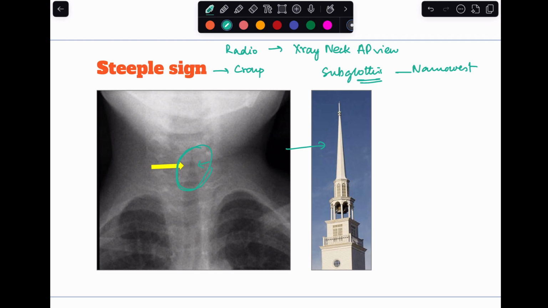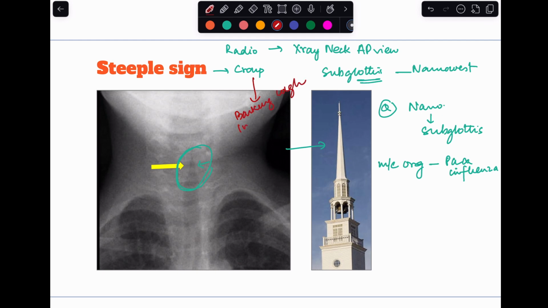So important points to note here: what is the site of narrowing? The site of narrowing is the subglottis. What is the most common organism involved in this case? This is the parainfluenza virus. And what is the typical presentation that we see in case of croup? The typical presentation we see here is a barking cough and an inspiratory stridor. This is the typical presentation of a patient of croup.